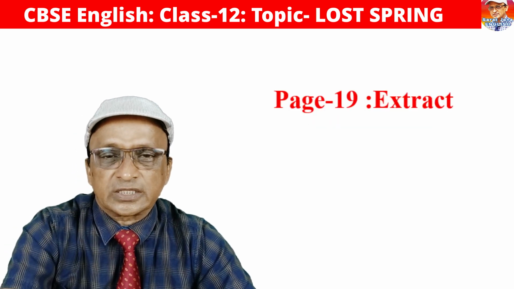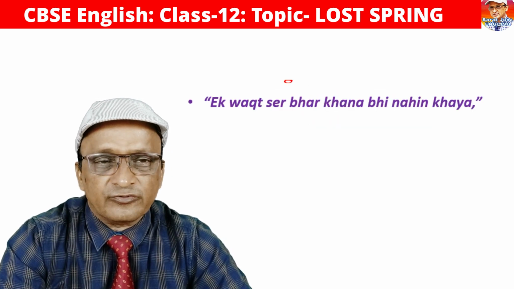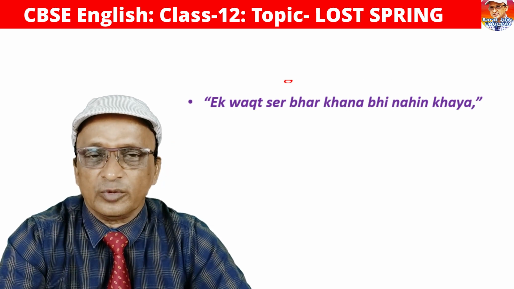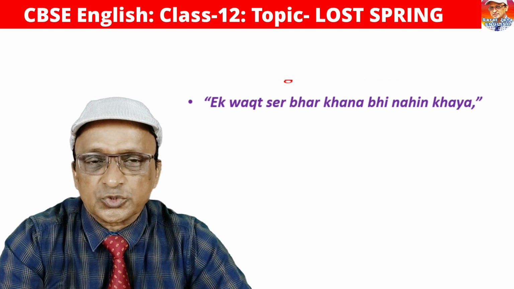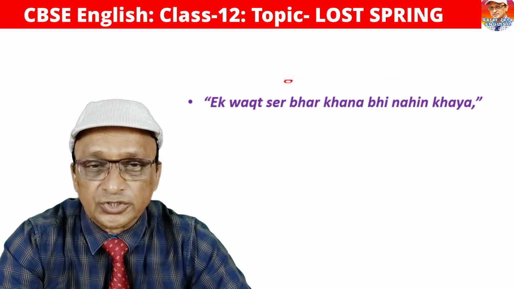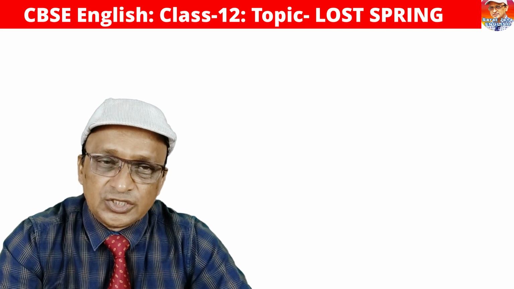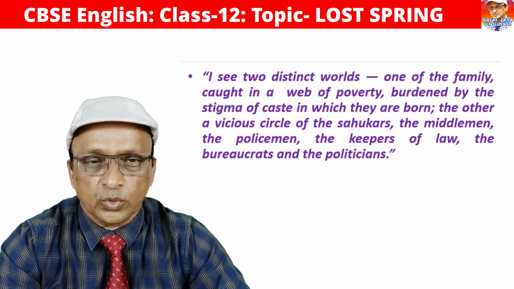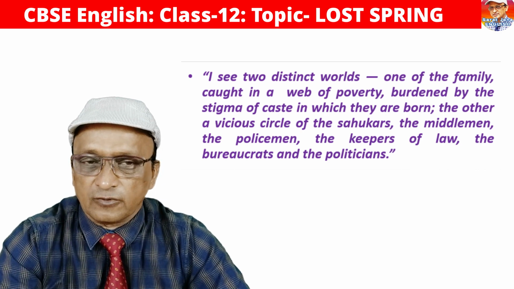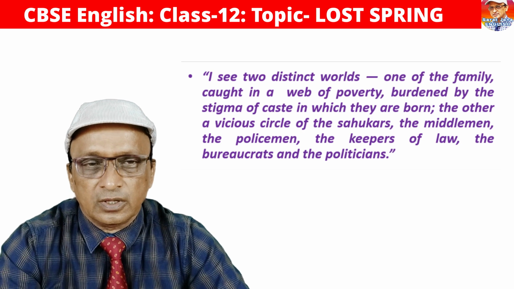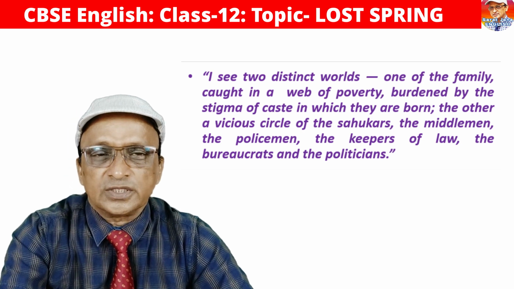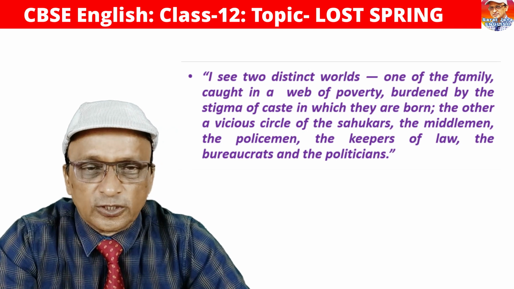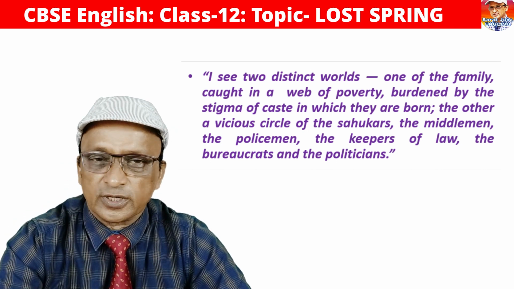In page number 19, we have some extracts, some lines from the text. "Ek okt sher bhar khana bhi nahi khaya." This is the statement. It means a full square meal a day I have not been able to get throughout my life. This is expressed by the grandma of Mukesh. Another line: "I see two distinct worlds." This is the reflection of the writer. One of the family, caught in the web of poverty, burdened by the stigma of caste in which they are born. The other, a vicious circle of the sahukars, the middlemen, the policemen, the keepers of law, the bureaucrats and the politicians. This is a very important line.